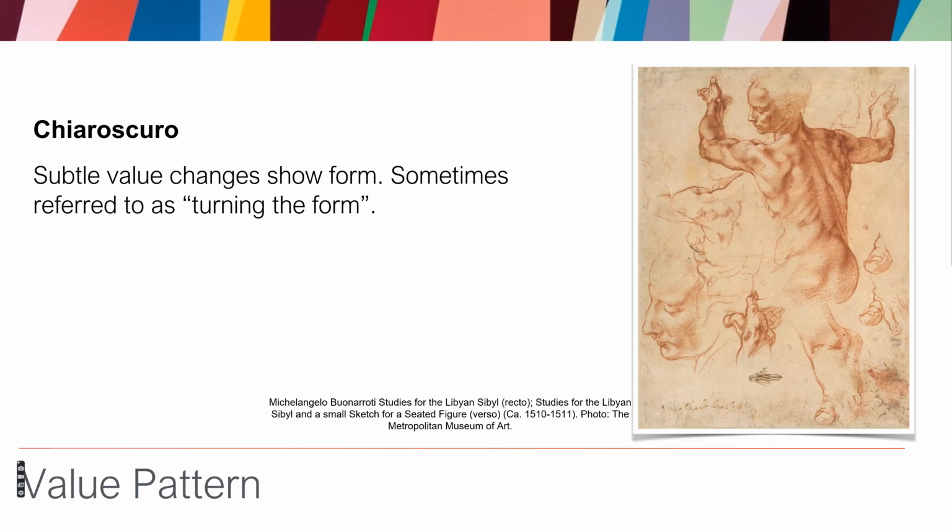Chiaroscuro and shading are quite similar. The shading is a change in the value contrast which allows the viewer to see volume within the form.